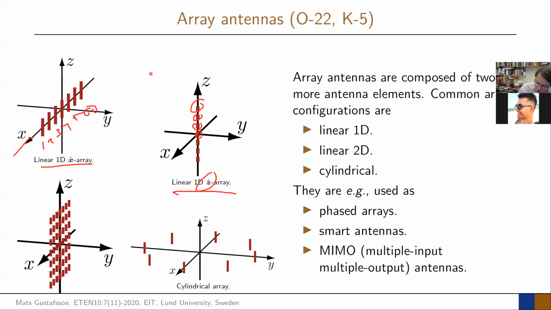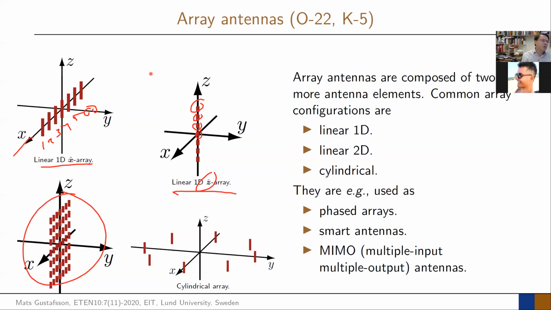Of course, I can do 2D arrays. So here is a 2D array. And then it covers both, like a plane, in this case, the XZ plane. I can do a cylindrical array. So it moves around here. I just put different antenna elements at different positions in space. All of them are arrays, and we can treat them with similar methods. And that is what we're going to do, how we treat these ones.